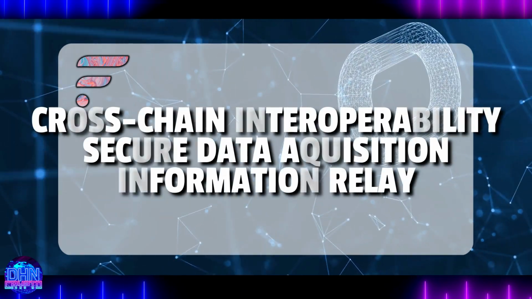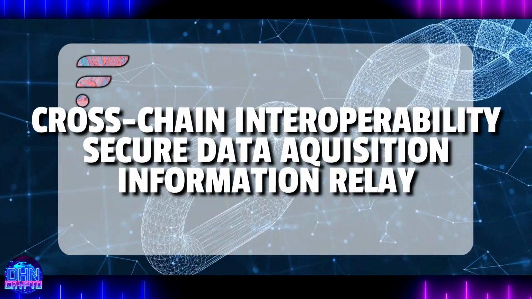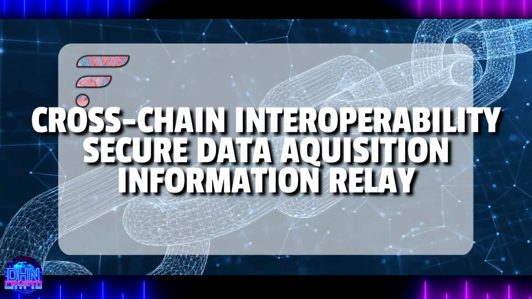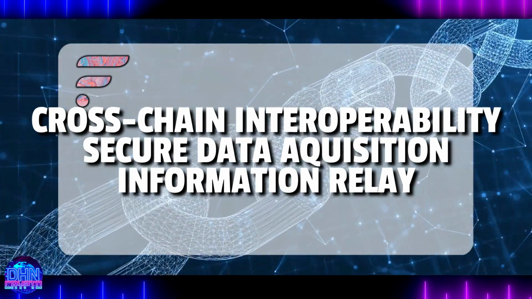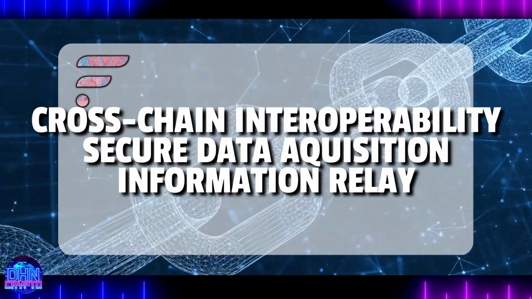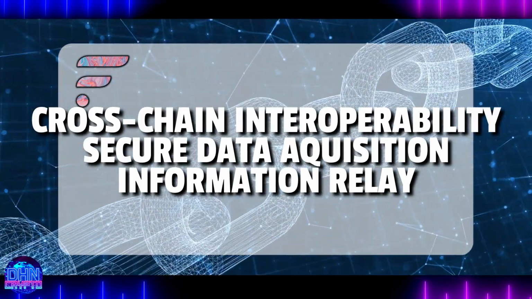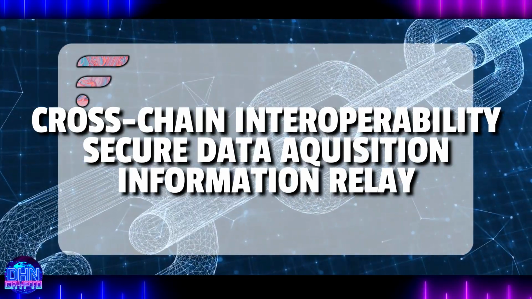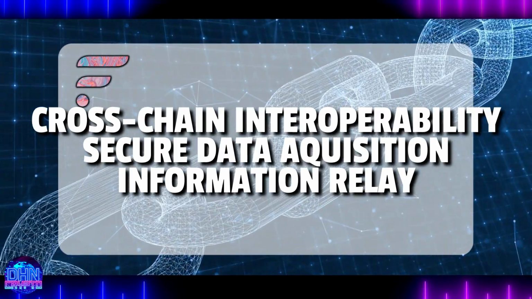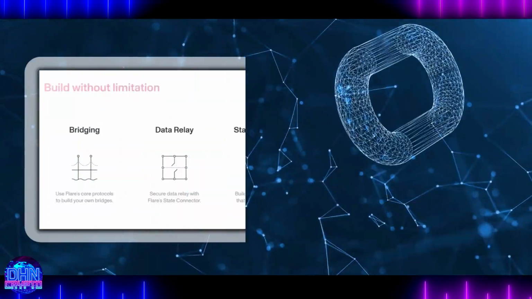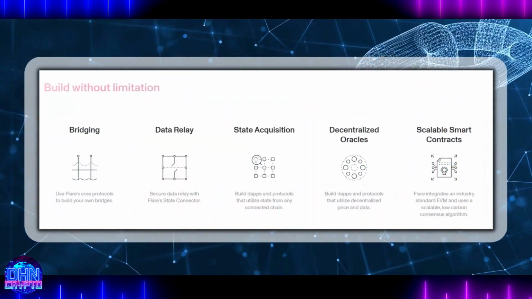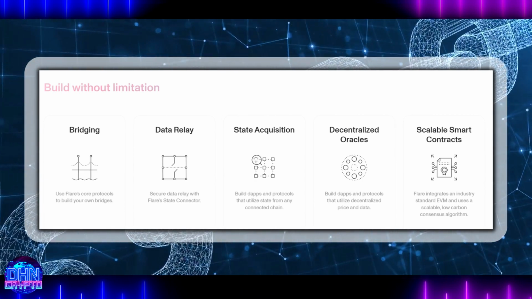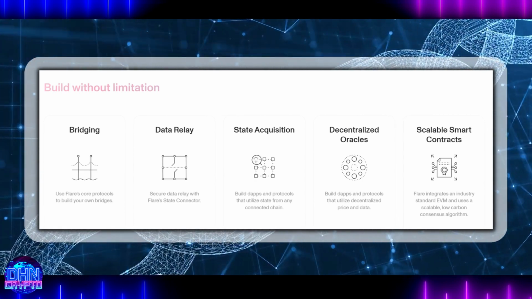The FLR Network aims to connect all Layer 1 blockchains using three simple methods: cross-chain interoperability, secure data acquisition, and information relay. This is what allows developers to build smart contracts that are interoperable. It is also an EVM-compatible chain and runs a proof-of-stake consensus. FLR has a suite of protocols that allow for the developing of many multi-chain solutions. These solutions are built on the principles of a secure and trustless system.